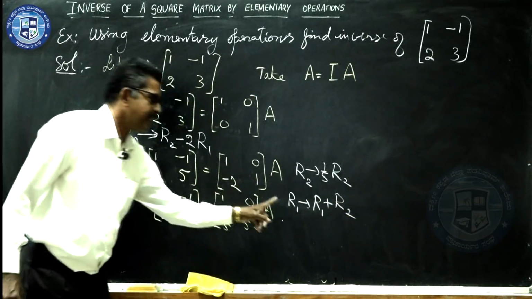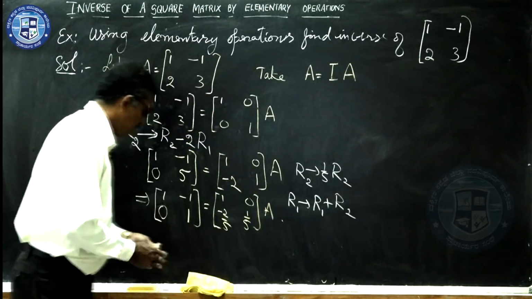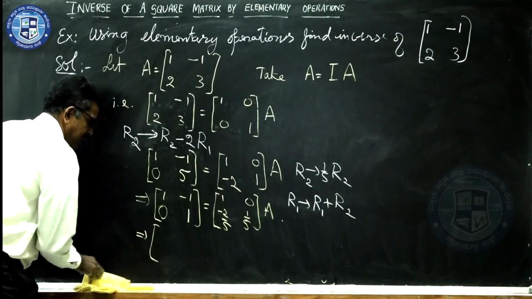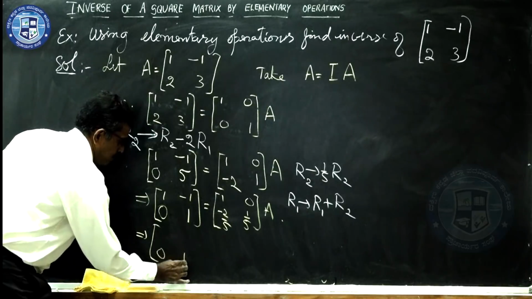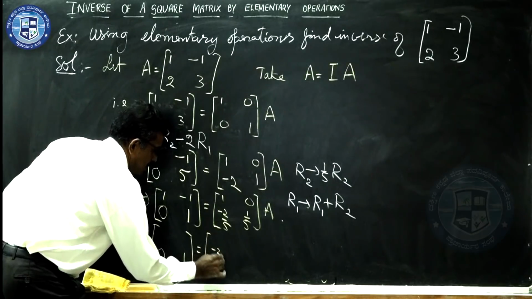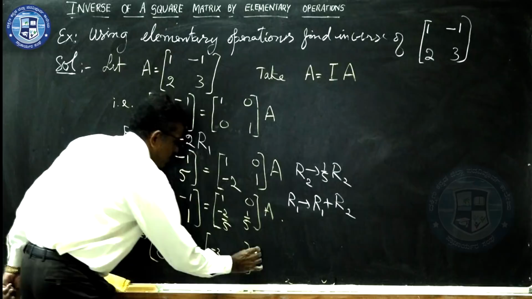Here which row is operated? The first row is operated. No changes in the second row. Therefore, let me write the second row first: 0 1, and here also the second row same, it is minus 2 by 5, 1 by 5 into A.